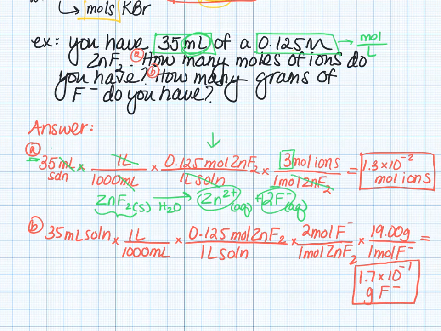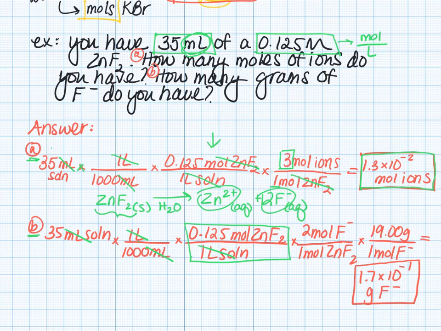And that'll cancel out my moles of zinc fluoride, and then I'm left with 1.3 times 10 to the negative 2 moles of ions. Okay, so moving on to B. Again, I'm going to start with what I'm given in the problem. That's 35 mL. I cancel out those mL to get to liters because I am going to use this conversion factor, my molarity, in moles per liter, in order to cancel out liters of solution.